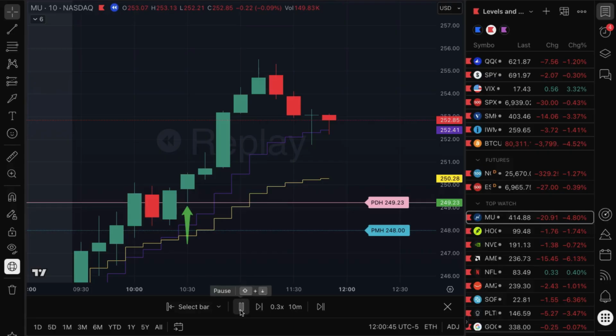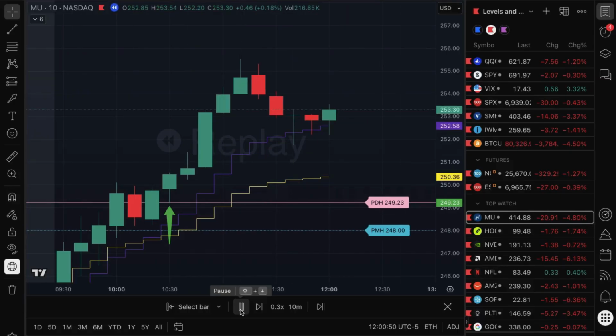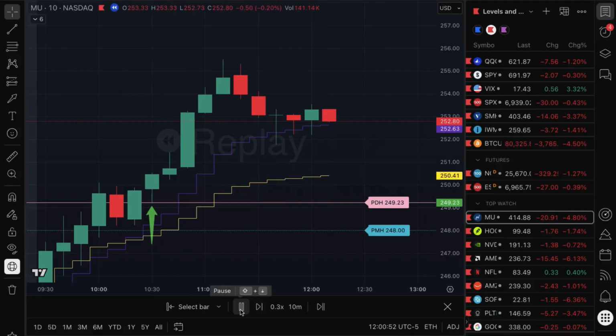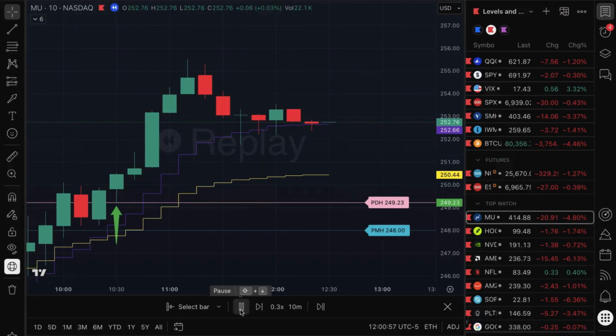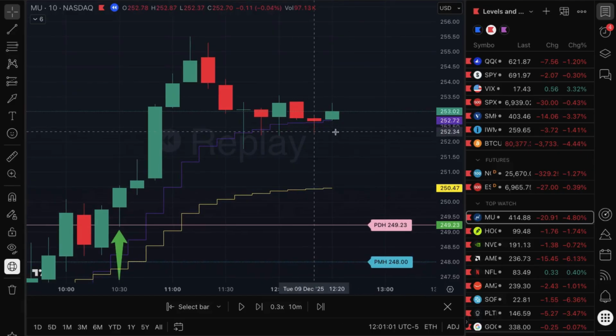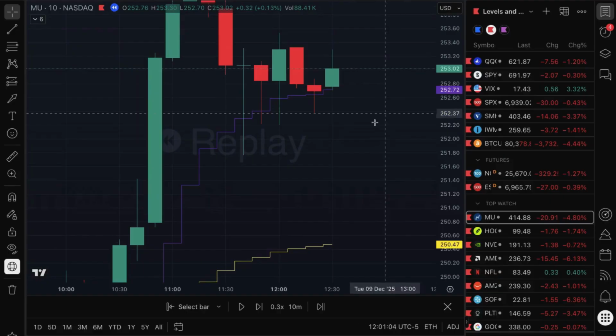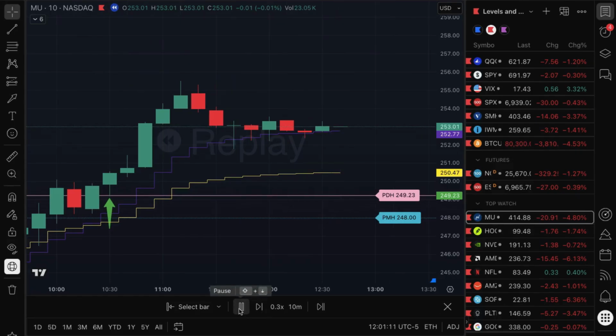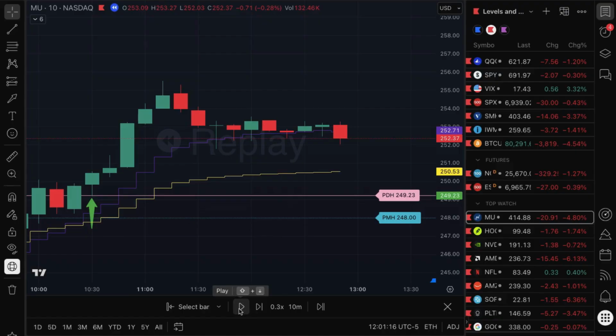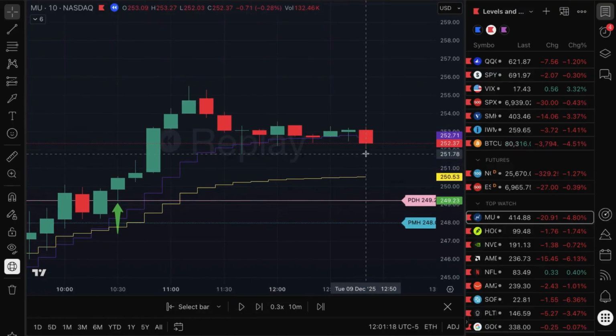So if I continue to play this, we're still above it. We're still closing above the 9 EMA. Still looking good. Right here, getting a little worried because we're getting pretty close. But you can still see that space there. We're still closing above, so we're still good. And then here we get the close below.